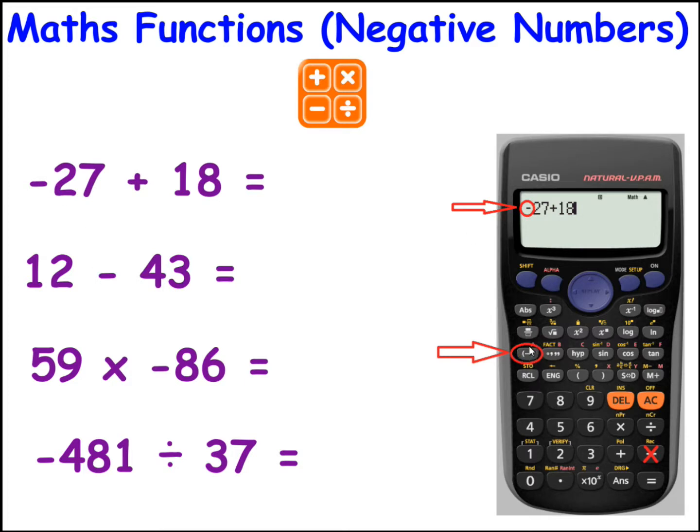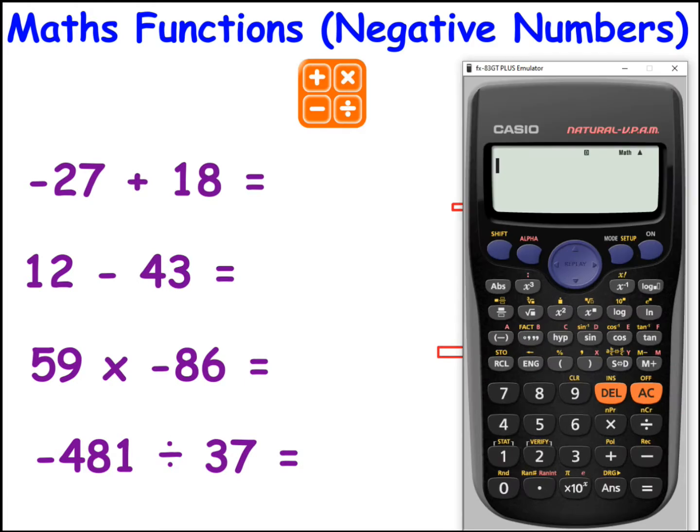The minus sign for a negative number is this negative sign in brackets on the top left of your calculator. It is not the same as the subtract button, which is here in the bottom right, which makes you take numbers away. So what we need to do is put this negative number symbol in front of our number when it's a negative number, and the subtract button in front of a number when we want it to do the subtraction. Let's look at how we do this on our calculator.